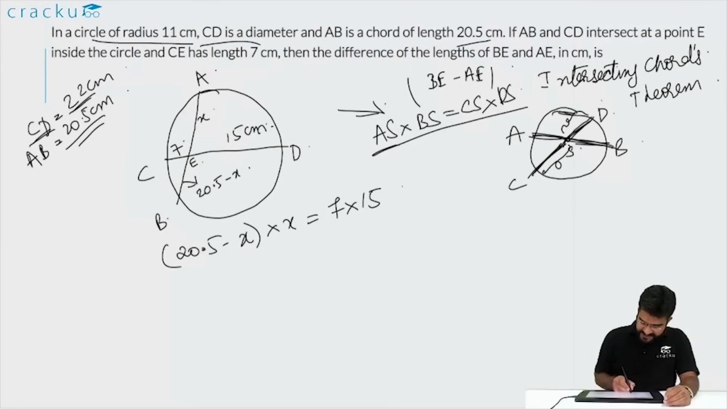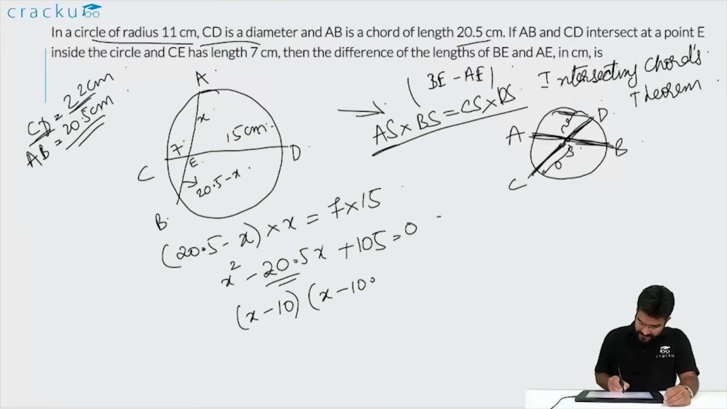This is a quadratic equation in X. You can simplify it by expanding the bracket. So it will be x square minus 20.5x plus 105 is equal to 0. 20.5 is 10 plus 10.5. You can factorize this easily as (x minus 10) into (x minus 10.5) is equal to 0. So it has two solutions. Solution 1 is x is equal to 10 and solution 2 is x is equal to 10.5. Therefore, the length of AE is either 10 centimeters or 10.5 centimeters.